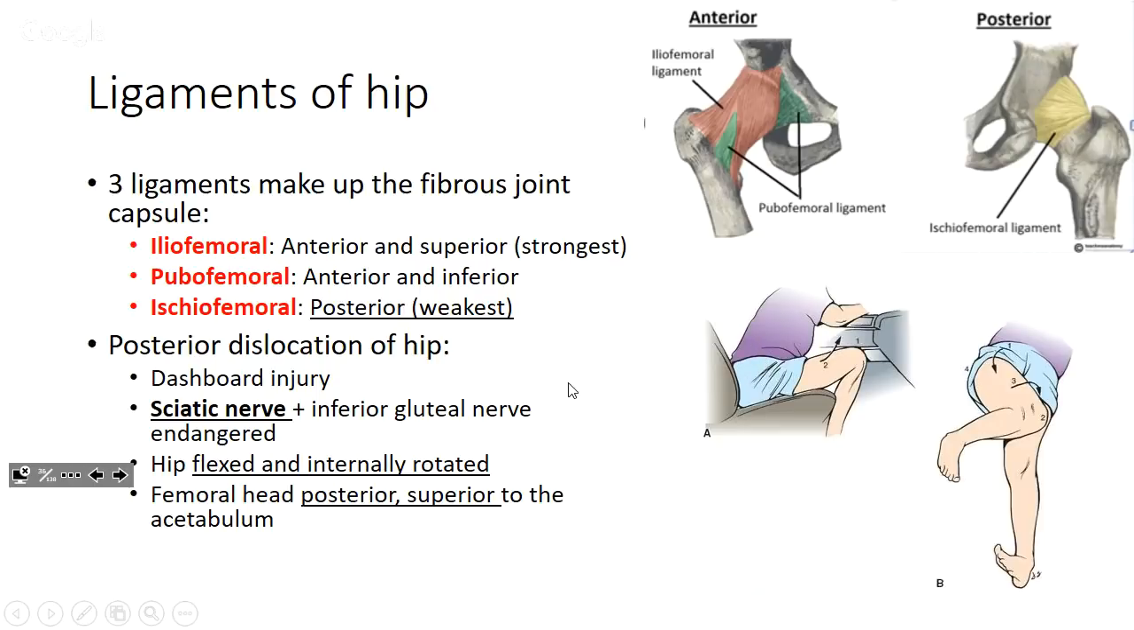And so in a posterior dislocation of the hip, typically it's the sciatic nerve that's damaged. Yeah. So this often happens in dashboard injuries. So when you're in a very fast motor vehicle accident, your knee hits the dashboard, and then that can lead to damage of the sciatic nerve, which just runs behind the hip joint.